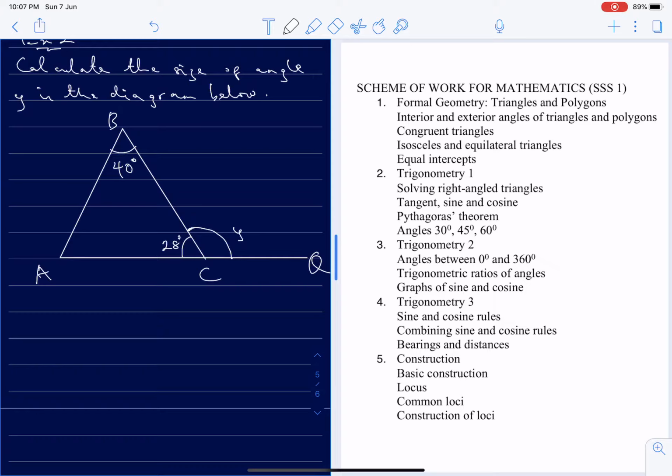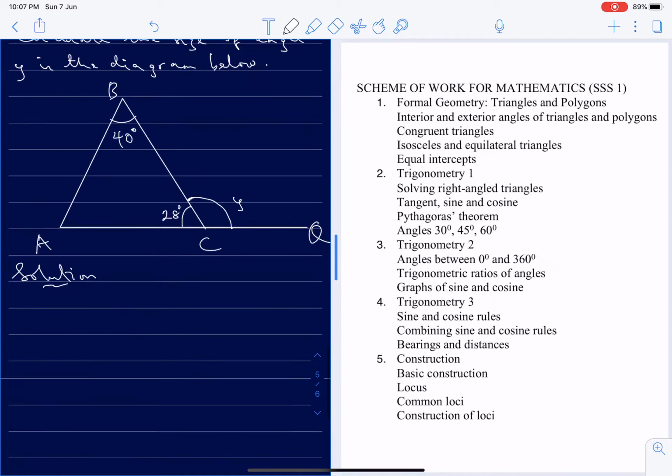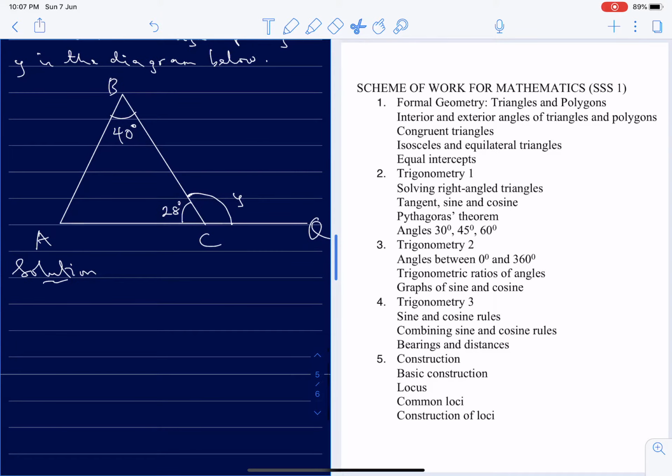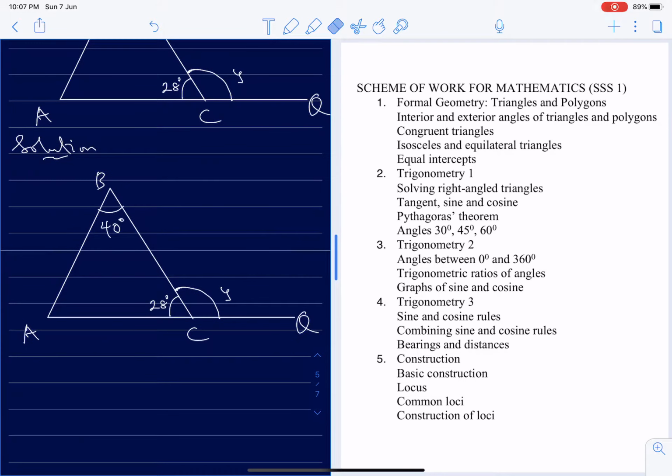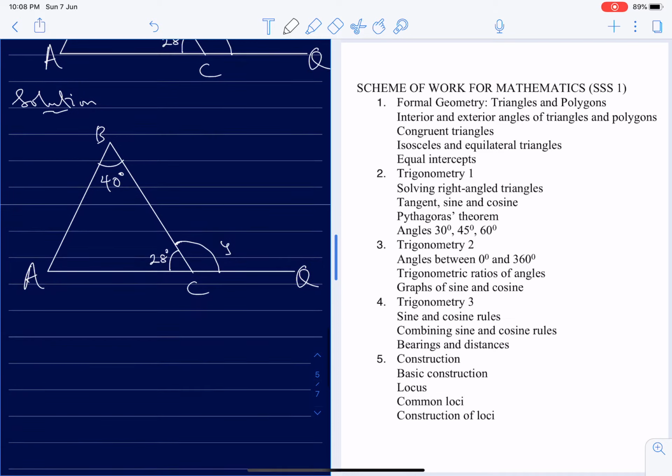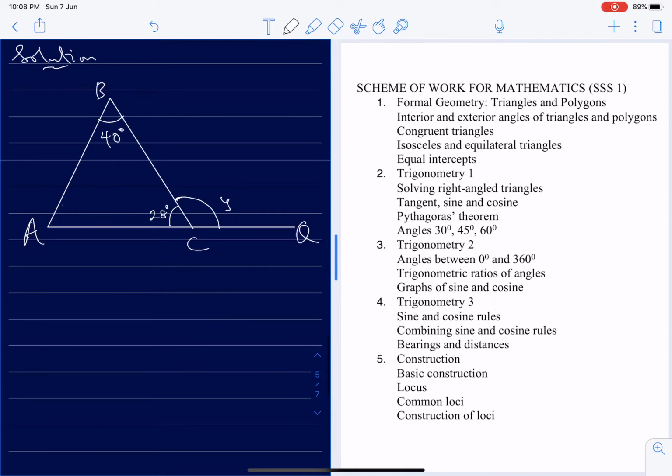Now, how do you find Y? Here we can see that Y is actually angle BCQ, and it's an exterior angle. First of all, you should always draw the diagram even when you solve a question. So let me paste the diagram here. This is A. Now we can see that BCQ, which represents angle Y, is an exterior angle. So first of all, I'd like to find this angle. Let me call it x.